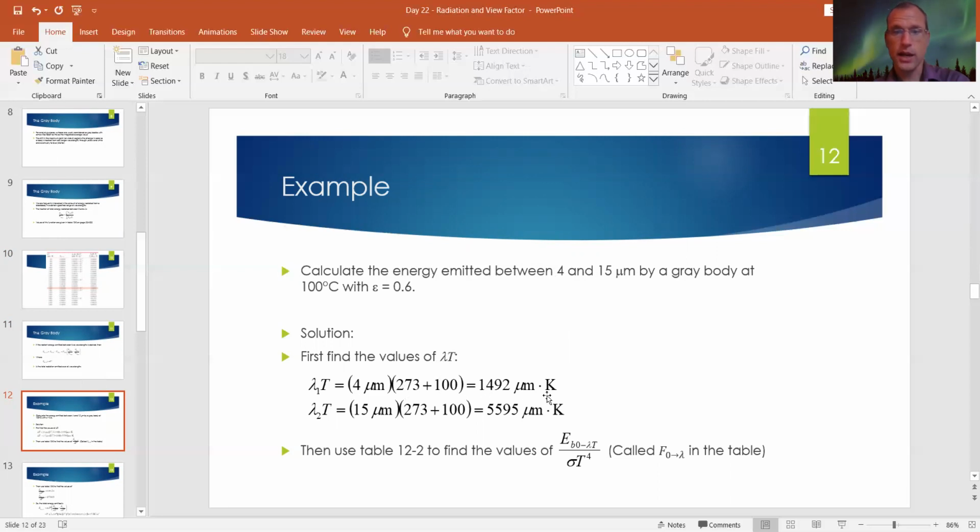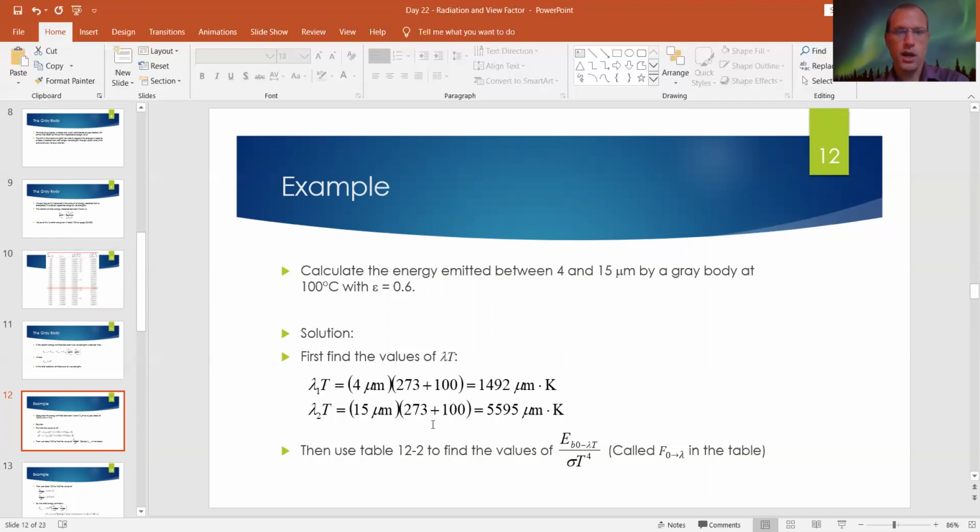And notice that in the table, I do have kind of weird units. It's not meter kelvins, it's micrometer kelvin. So keep your wavelengths as micrometers when you do this. So 1492 is my bottom one. The higher wavelength, 15 micrometers, times 373 kelvins, gives me about 5,600 micrometer kelvins. So now I just have to look up those two values in the table, called F0 lambda.